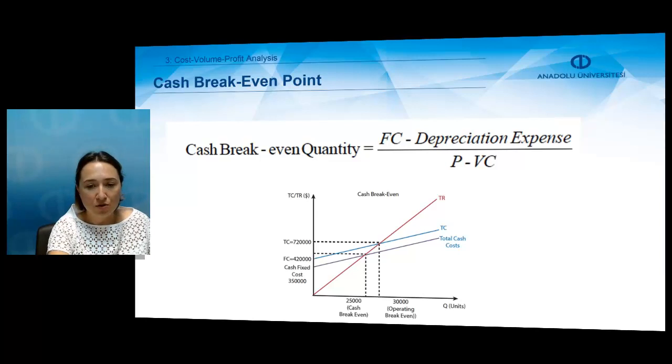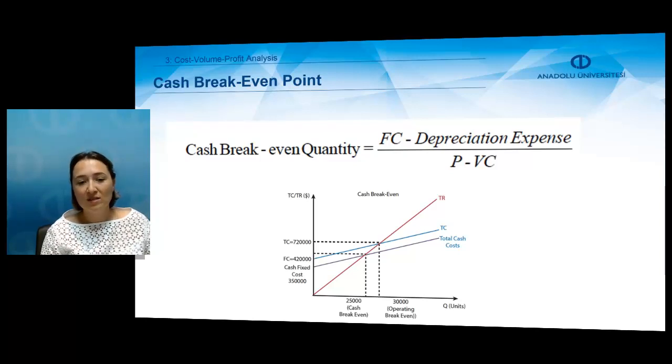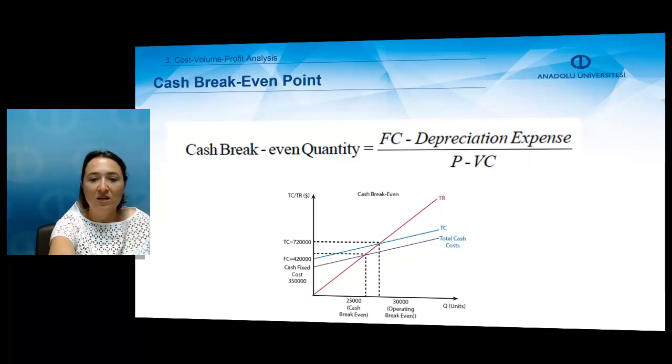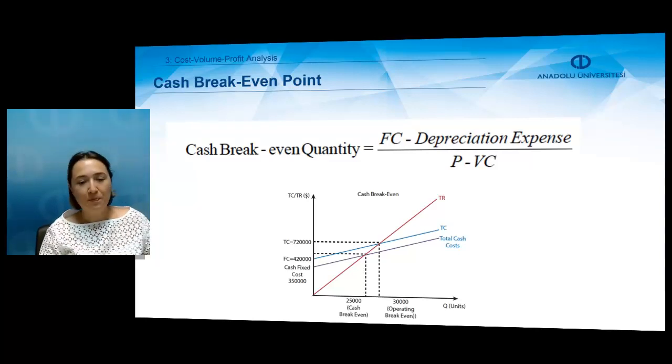Here in the figure, we see that the cash break-even quantity is less than the operating break-even quantity. You can see the purple line here. It is the total cash cost line, and when it equals the total cash revenue, we have 25,000 in this figure. We have reached cash break-even.